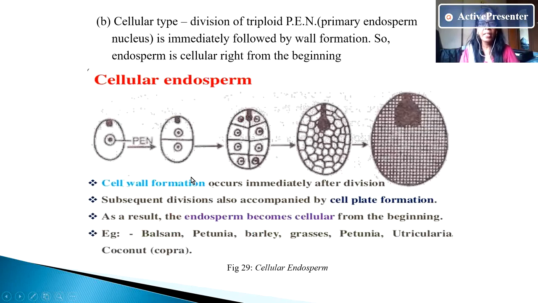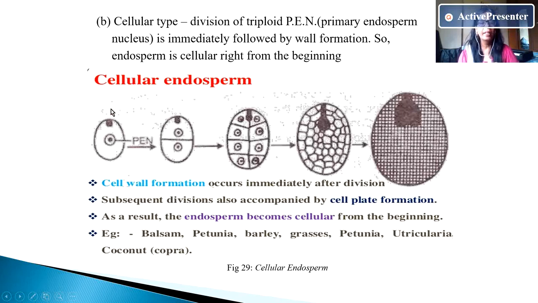The next one is the cellular type of endosperm. From the term itself, we can understand the cellular type means cell wall formation. So division of the triploid primary endosperm nucleus is immediately followed by wall formation. So the endosperm is cellular right from the beginning.